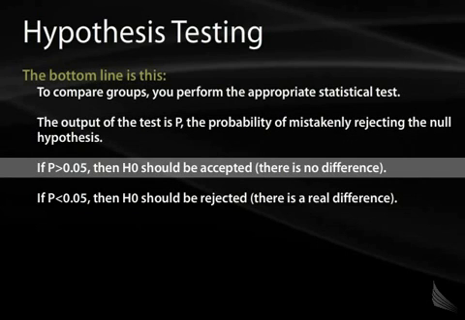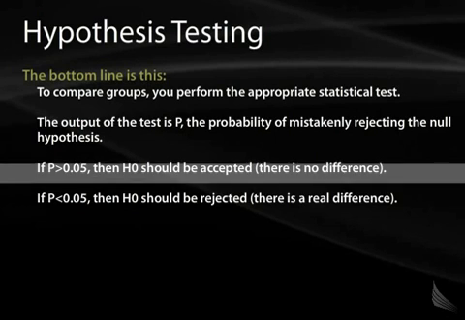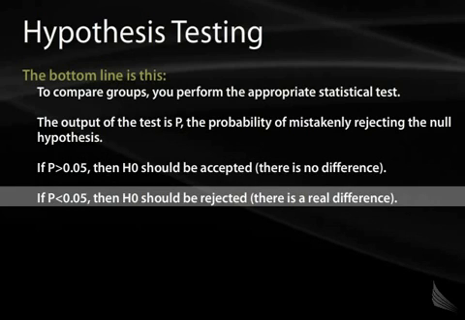If P is greater than alpha, in this case 0.05, then H naught should be accepted. That is, we are accepting the null hypothesis that there is no difference between two groups. If P is less than alpha, again here it's 0.05, then H naught, or the null hypothesis, should be rejected. That is, we conclude that there is a real difference between the two groups.